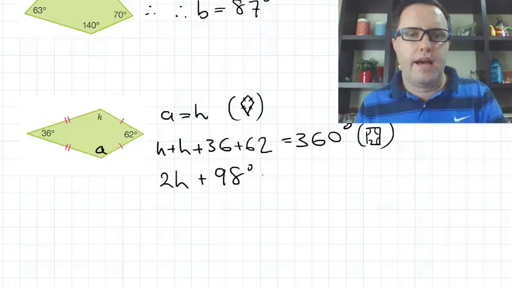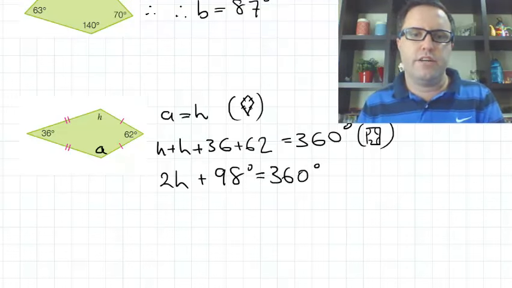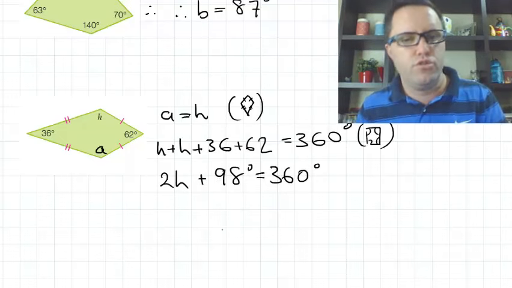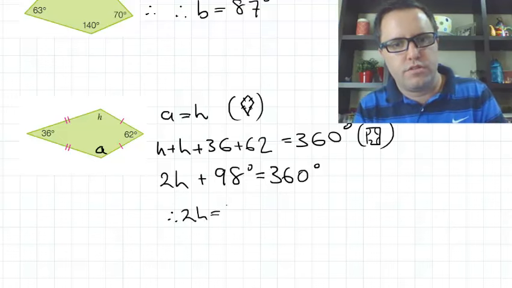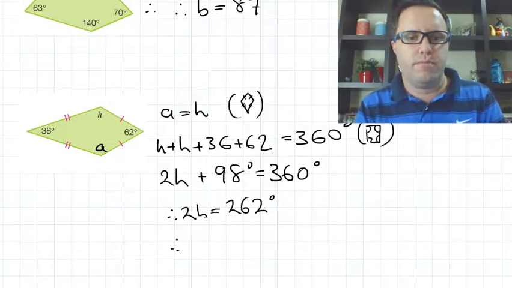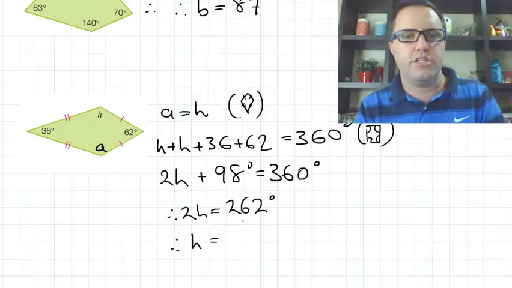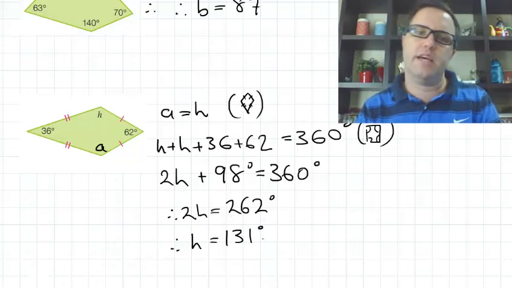So we're going to subtract 98 from both sides, and that gets us 262. And so therefore 2H is equal to 262 degrees. Therefore, I'm going to divide both sides by 2. Therefore, H is equal to 131 degrees. Okay, and we're all done.